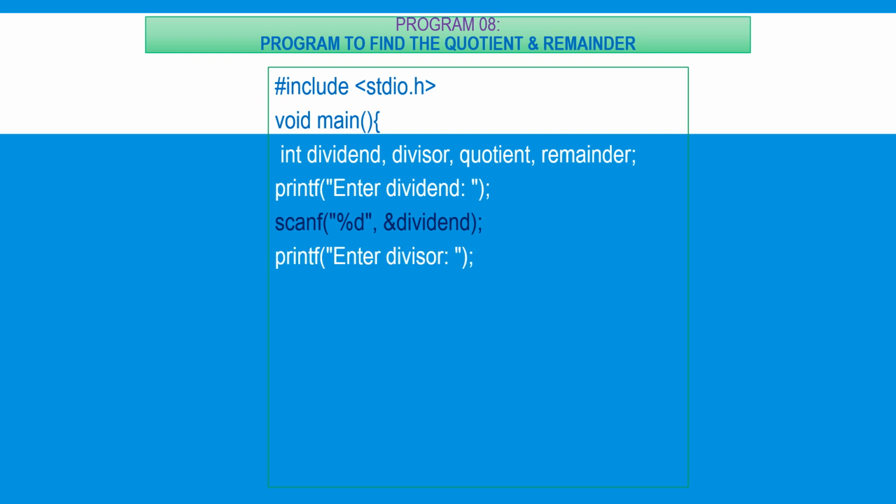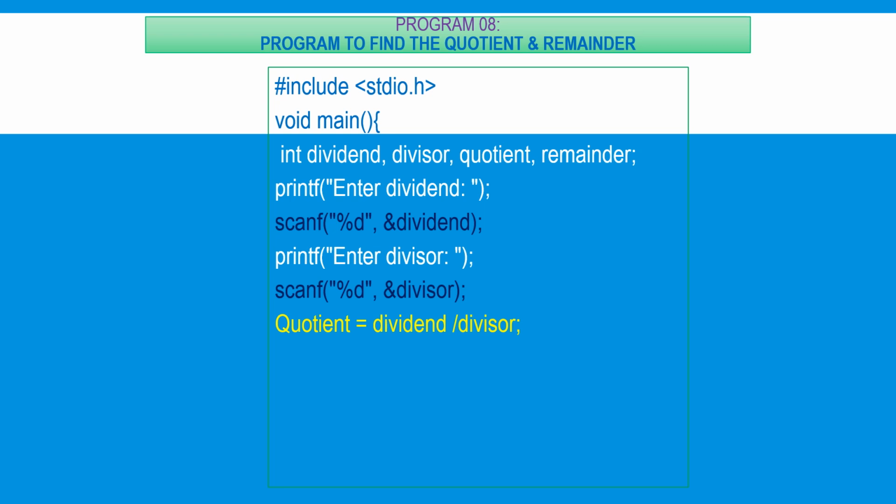printf enter divisor. We are asking for the second entry from the user side. Scanf %d, comma ampersand divisor. So the value given is stored against the variable divisor. So let us compute the answers now. We have both entries now.